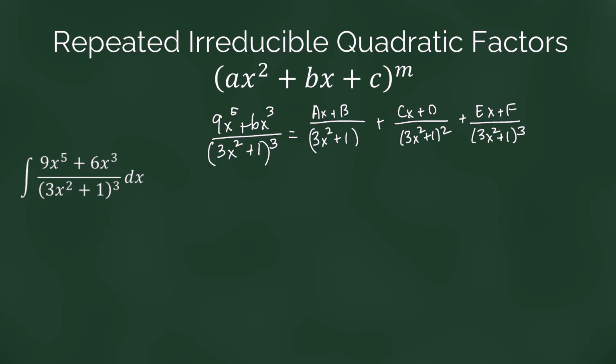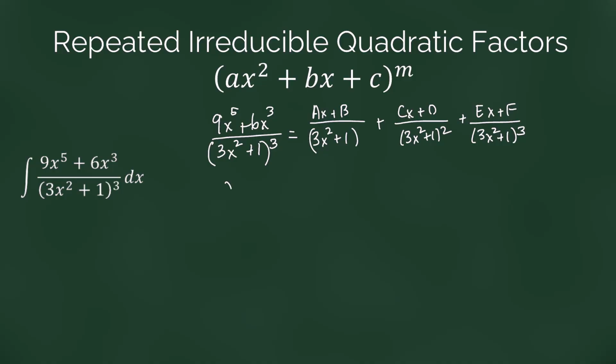So you can see the process is the same, but it gets perhaps exponentially longer when you have higher power factors in your denominator. But we're going to proceed the same way we would regardless of the powers. We're going to multiply everything through by 3x squared plus 1 cubed. So that's going to give us 9x to the 5th plus 6x cubed equals ax plus b.